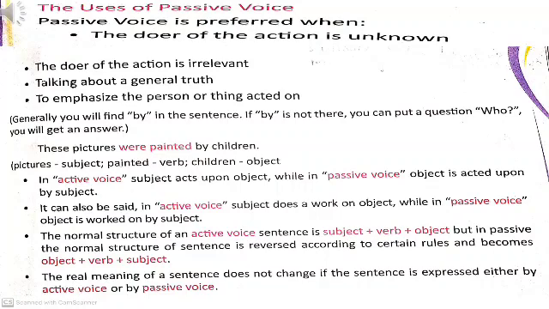In active voice, the subject acts upon the object. But in passive voice, the object is acted upon by the subject. We can also say that in active voice, the subject does work on the object, and in passive voice, the object is worked on by the subject. The normal structure of an active voice sentence is subject plus verb plus object, but in passive voice, the structure of the sentence comes in reverse position, means firstly object, then verb, then subject. And the most important thing: whether we write a sentence in active voice or passive voice, the meaning of the sentence remains the same, unchanged.